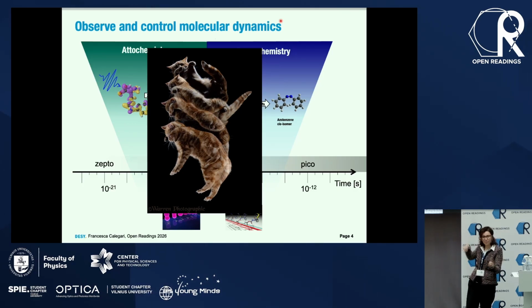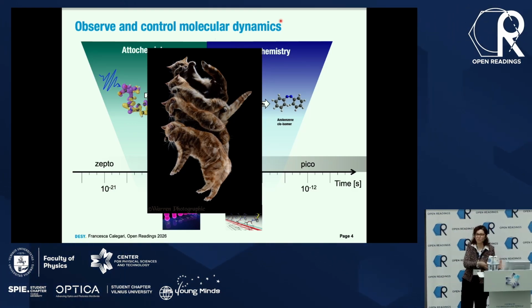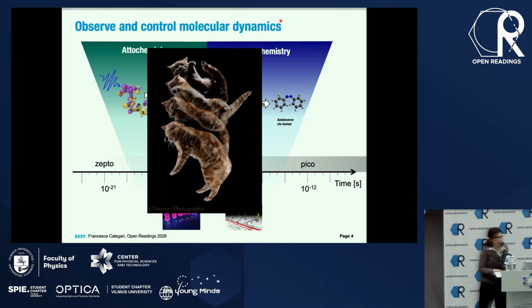So that's the example that I like the most to show how ultrafast science works. We need ultra-short light pulses of the same or comparable duration compared to the dynamics we want to measure, to be able to do exactly what flash photography is doing in this case.